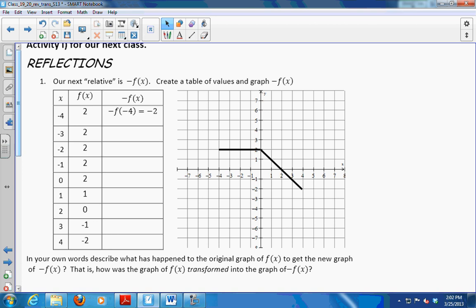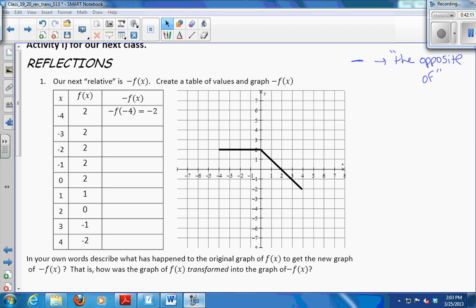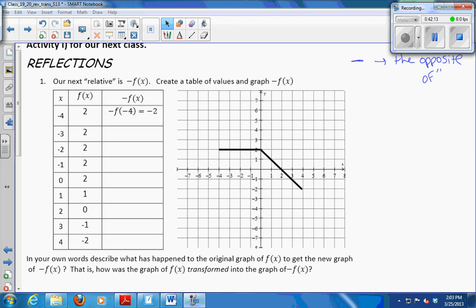Okay, so first we're going to experiment with just taking the y coordinate and making it negative. And then I'm going to have you experiment by taking your x coordinates and making them negative. So it's important to remember that this negative sign can be read as the opposite of. Right? So if something's already negative, throwing a negative in front will make it positive. All right, so I'll come around and help. I want you to try to work through what happens on your own.